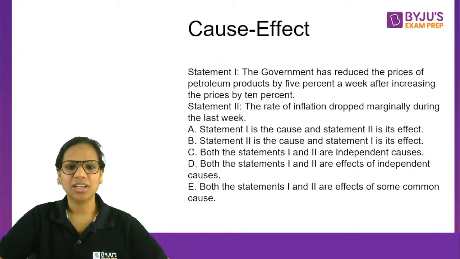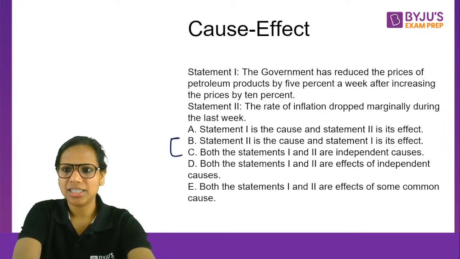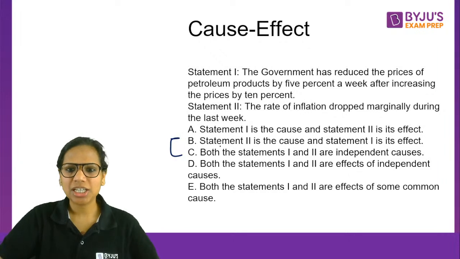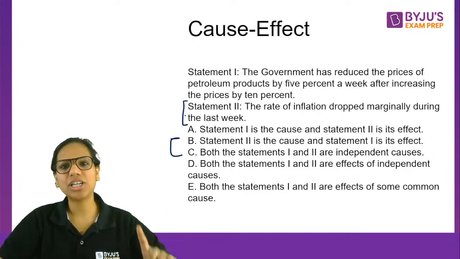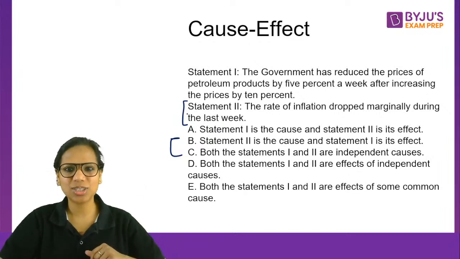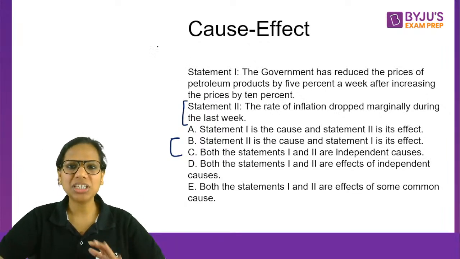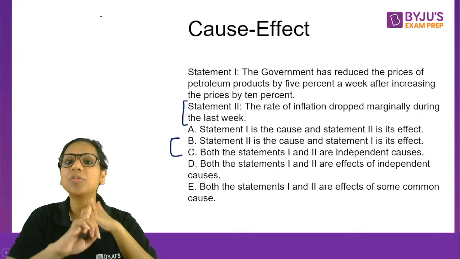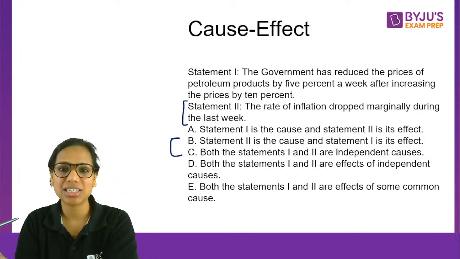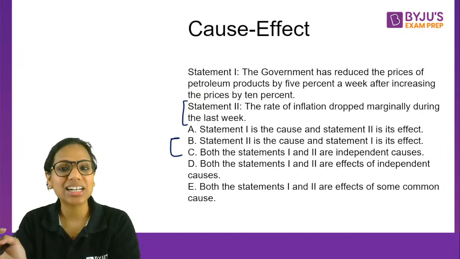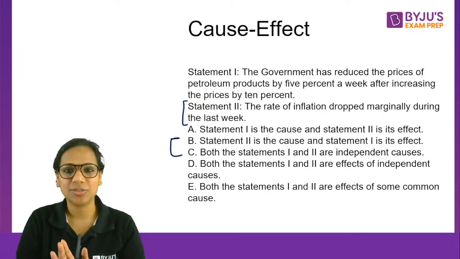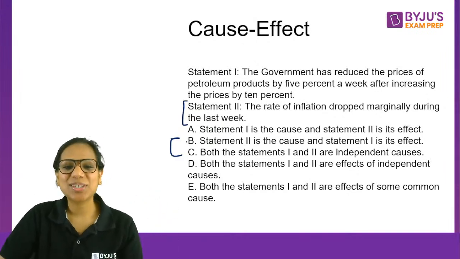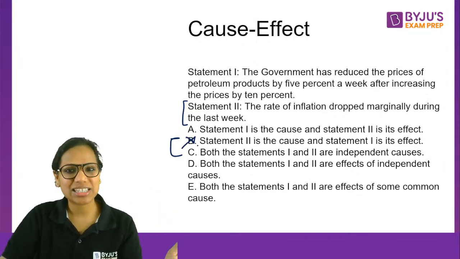All right, let's see this. So here we have B and C, right? So let's have a look. Statement 2 is the cause and 1 is its effect. Is it? Can B be the answer? That because the rate of inflation dropped, that is why the government has reduced the prices of petroleum products. See, that's happening. When the crude oil prices increase, the effect is that inflation increases. When the crude oil prices decrease, the effect is that inflation decreases. It's not the other way around. Okay, read the newspapers. So B cannot be the answer in any circumstance.